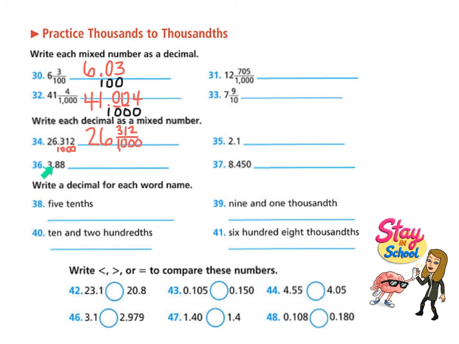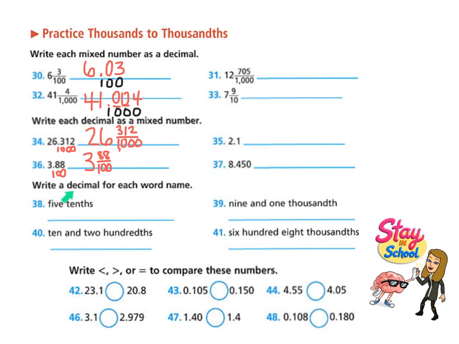The next one is 3 and, let's see, 88 hundredths. So whole number out front, 3. Numerator is 88, and the denominator is the place value, hundredths. You will try this one, number 35 and number 37.